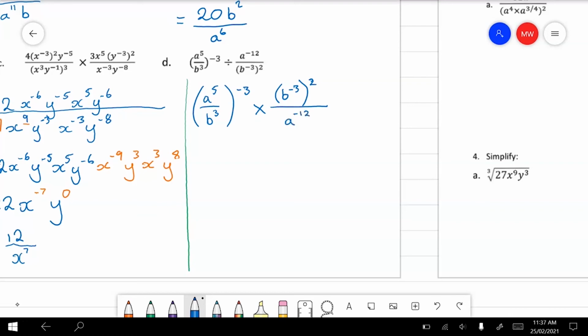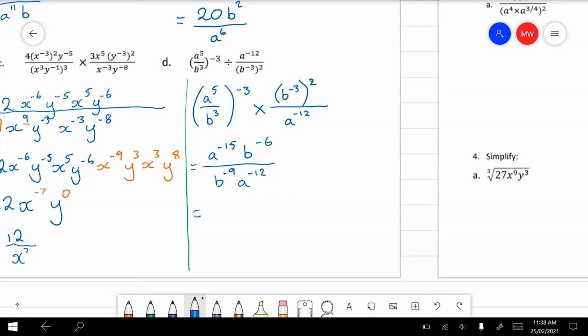Okay, now that it's times, it's much easier, and now we're entering into index law, okay? So we'll do the same thing we've been doing in the last few questions. We really want to get rid of those brackets. We want everything up in a line, and then it's nice and easy to solve. So what we have got is we've got a to the minus 15, b to the minus 6, all over b to the minus 9, a to the minus 12.